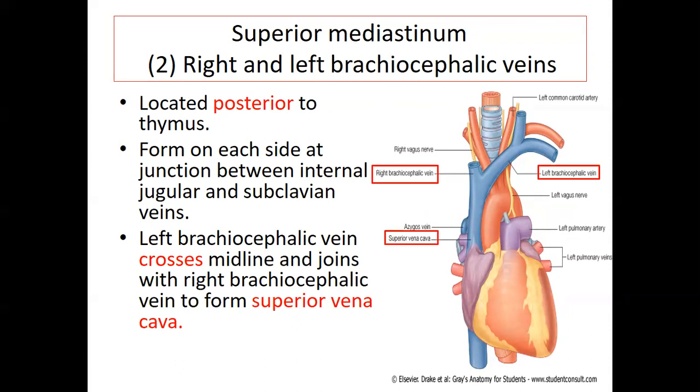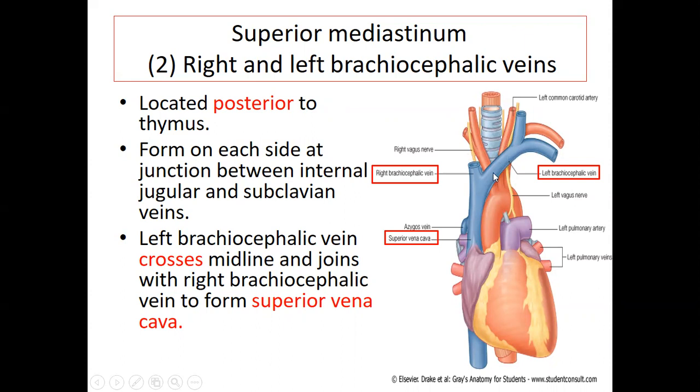The right and left brachiocephalic veins are formed on each side at the junction between the internal jugular vein and the subclavian vein. Now I would like to show you how this is formed. This is the subclavian vein, and this is the internal jugular vein. Whenever these two veins combine together, they form the brachiocephalic vein.